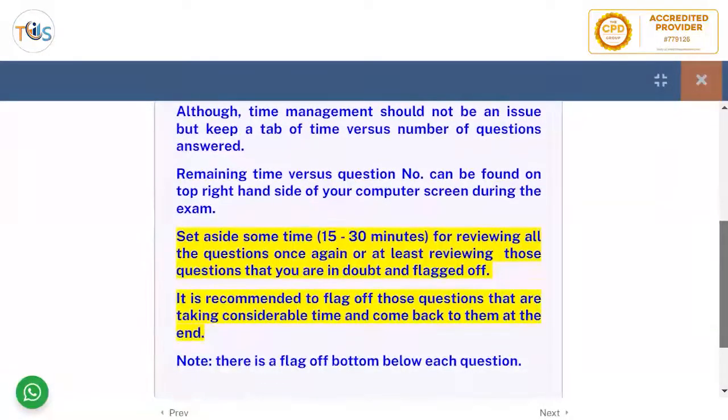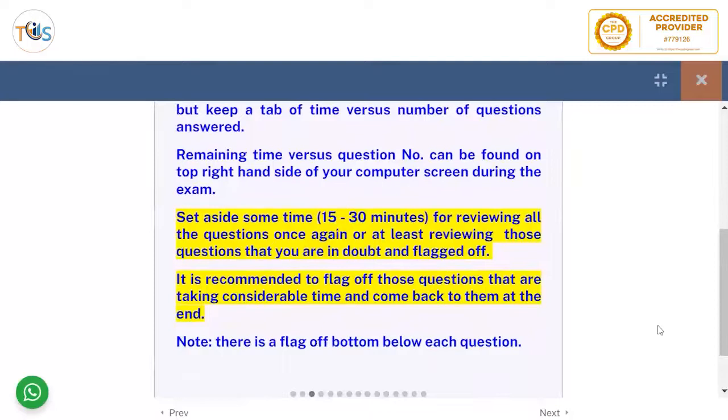Remaining time versus question number can be found on the top right-hand side of your computer screen during the exam. Set aside around 15 to 30 minutes for reviewing all the questions once again, or at least reviewing those questions that you are in doubt about and flagged.